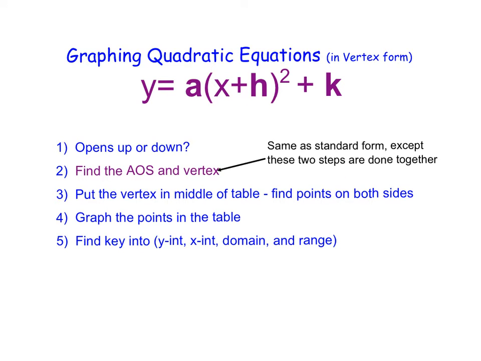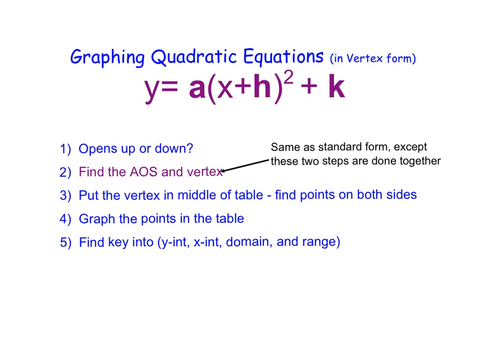So we're essentially going to go through the same steps that we went through as we graphed a quadratic written in standard form. We just condensed two steps together because we can do them a lot more quickly now with vertex form. So we're always going to start by determining, does our graph open up or down? This uses our a value here. If a is positive, it opens up. If a is negative, it opens down.